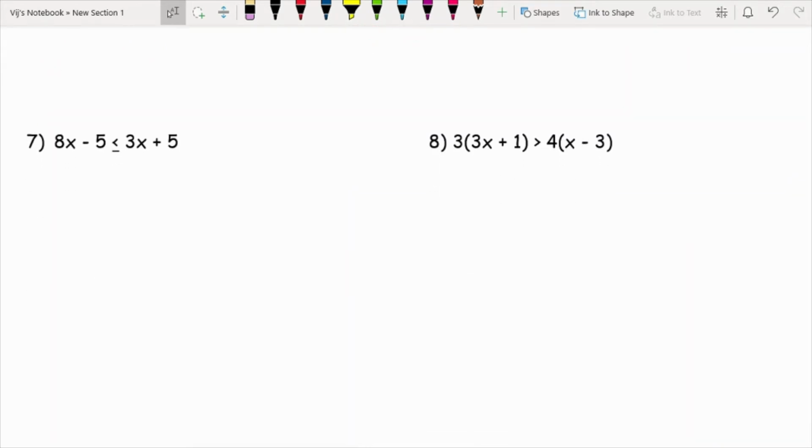So here we've got double-sided equations. Now the general rule of thumb when you've got double-sided equations is always get rid of the smallest amount of x from both sides first. So here 3x is the smallest amount of x, so I'm going to take away 3x from both sides. If I take away 3x from the left hand side, I end up with 5x minus 5 is less or equal to, well, the 3x cancels with the 3x, so all I'm left with is positive 5.